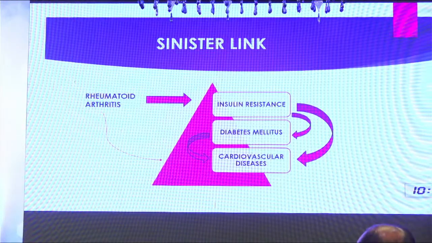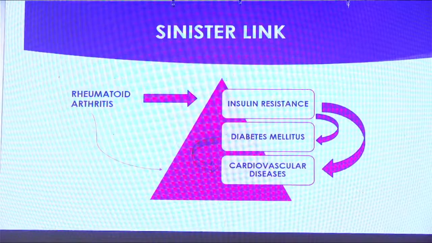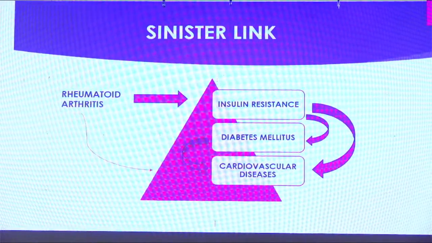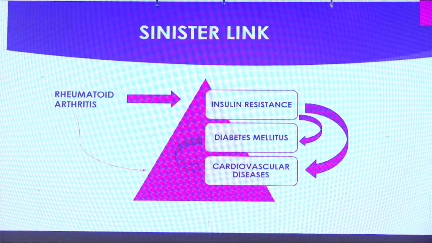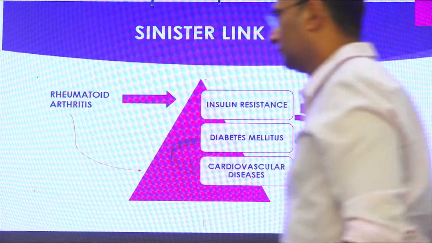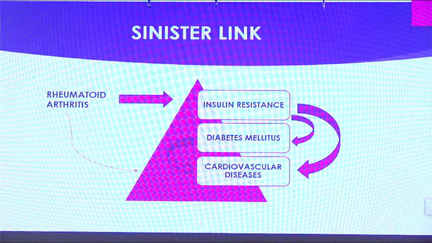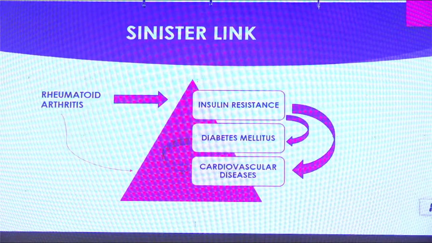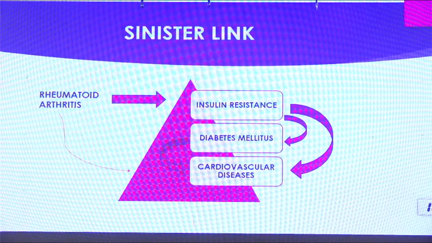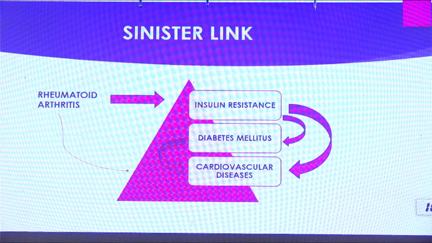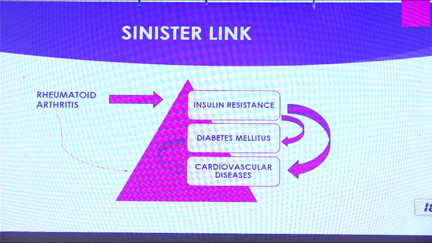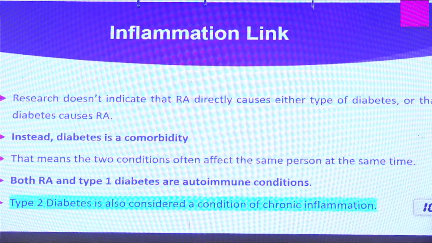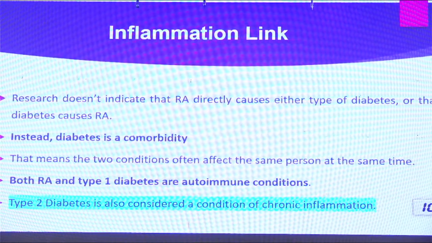Why do I call it sinister? Because rheumatoid arthritis, we know, is associated with cardiovascular diseases. At the same time, we have learned that insulin resistance and diabetes have an increased CV risk. So now if you have diabetes with rheumatoid arthritis, then the probability of cardiovascular diseases is increased much more than when you have a single disease. So the link between the two diseases is inflammation.